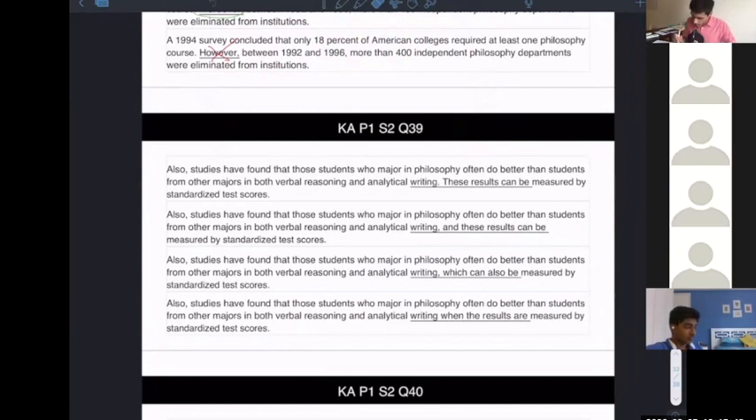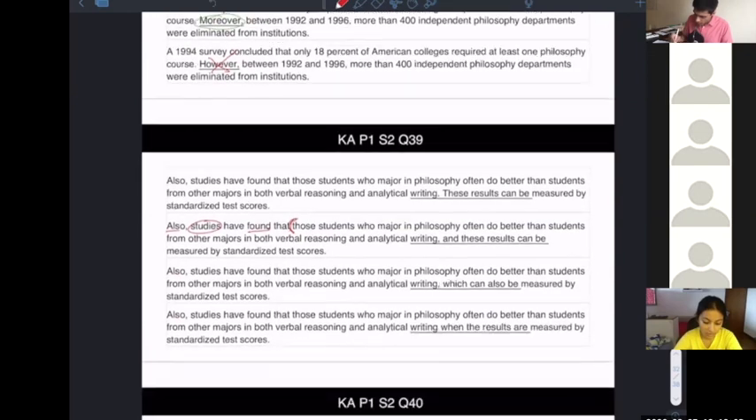So in this case, when we read this sentence, it says "also," so I'm going to start from here. Also, studies have found that those students, so some studies have found something. What have they found? Those students who major in philosophy often do better than students from other majors in both verbal reasoning and analytical writing. That's what they found. This is the finding. And these results can be measured by standardized scores.